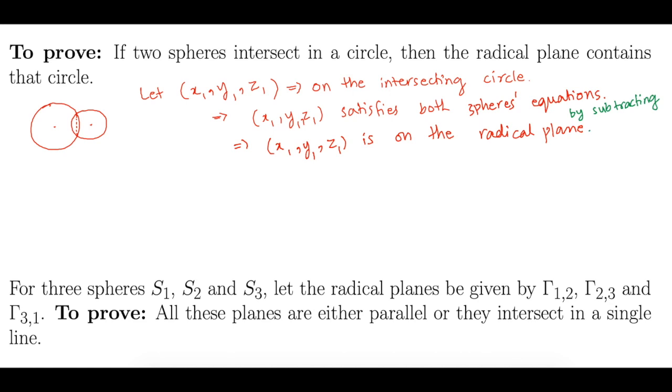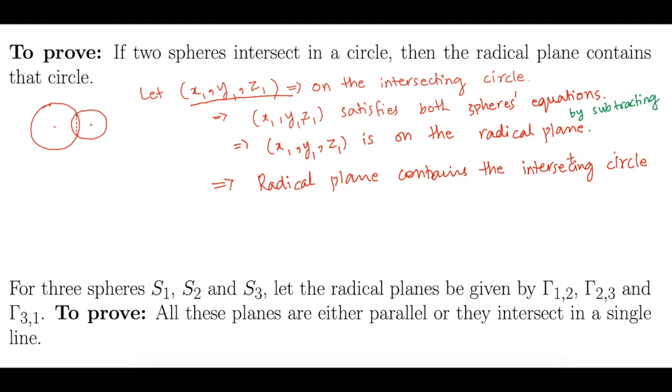Okay, so this means now we started with this point. Any point which is on the intersecting circle is also on the radical plane. So what is our conclusion? Our conclusion is that the radical plane contains the intersecting circle. Okay, so we started with any arbitrary point on the intersecting circle, and we proved that that point has to be on the radical plane. So this means the radical plane contains the intersecting circle.